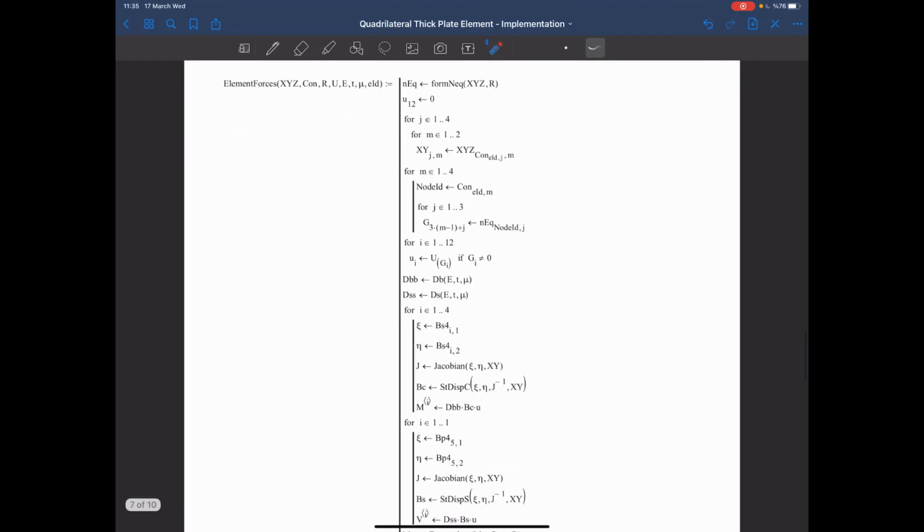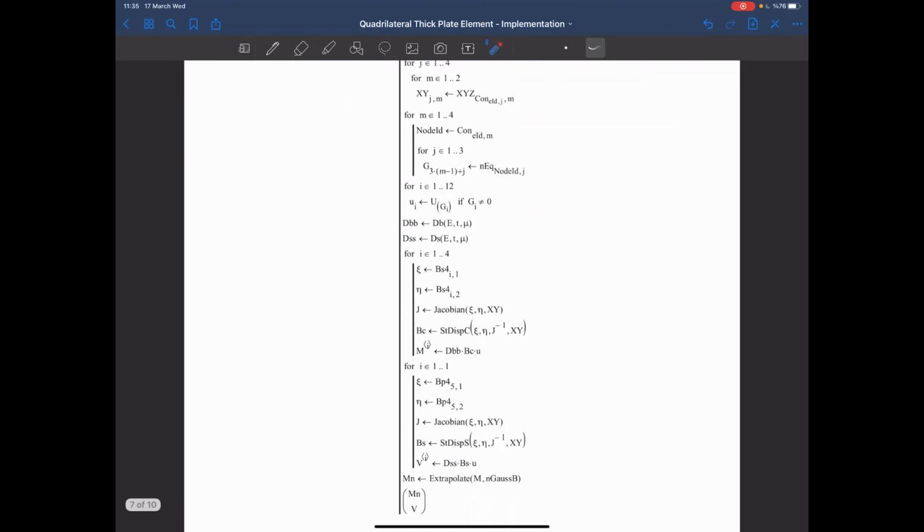So the element force calculations here, calculating the moments at the Gauss points. So these are the coordinates of the Gauss points, and I'm just extrapolating them. Shear, I'm just calculating it at the center.